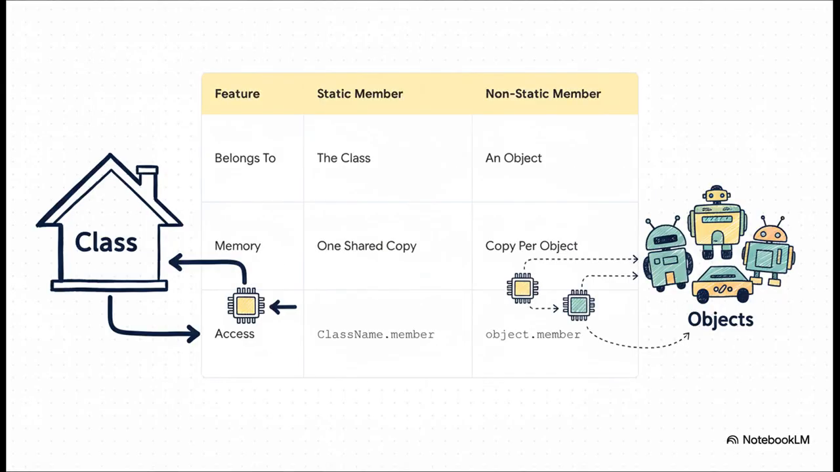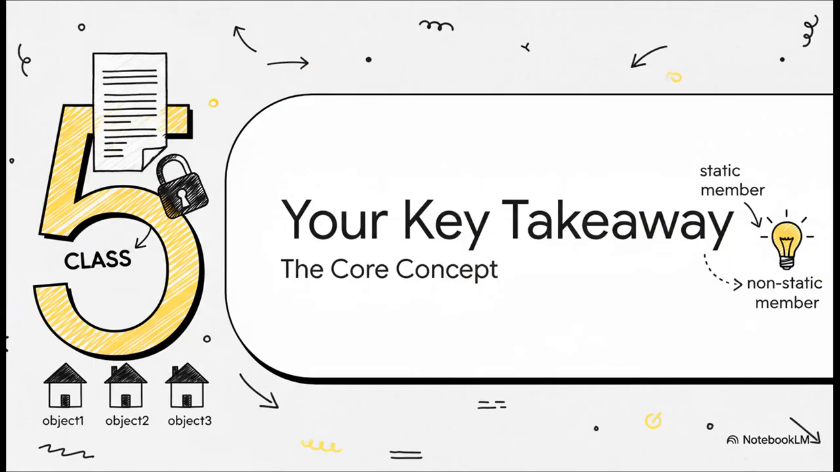Okay, this slide right here, this is your golden ticket, your cheat sheet. If you ever find yourself getting twisted up about static versus non-static, just come back to this. It boils it all down. Who does it belong to? Static belongs to the class, the blueprint. Non-static belongs to an object, the house. How's memory handled? Static has one copy that everybody shares. Non-static, every single object gets its own copy. And how do you access it? For static, you use the class name. For non-static, you need an object reference. Simple as that.